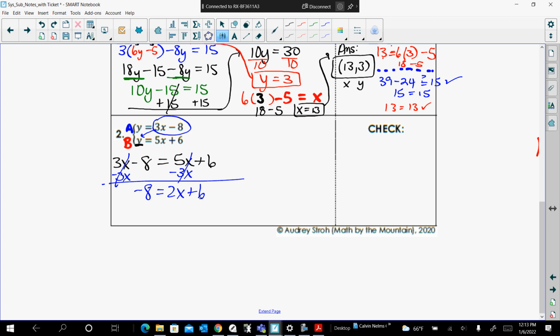All right, and what's our next step? Yeah, minus the 6, minus the 6. We now have negative 14 equals 2x. So what would our x equal? Yep, I'm going to just come up here. x equals negative 7. Take that answer and now plug it where?